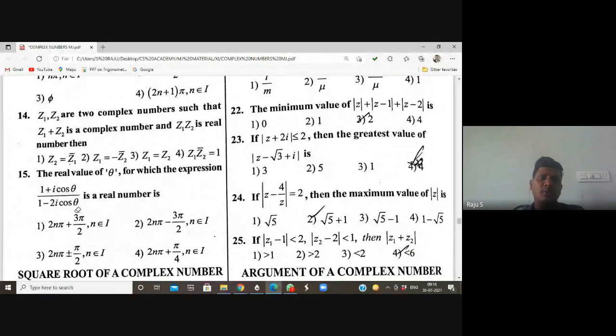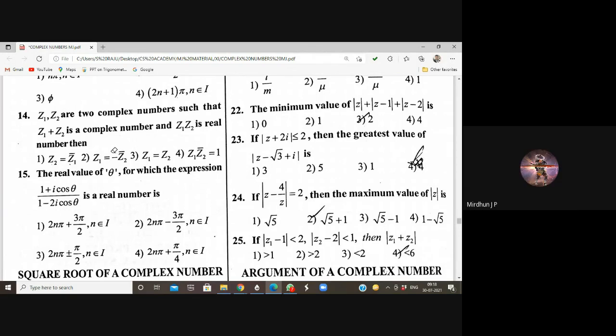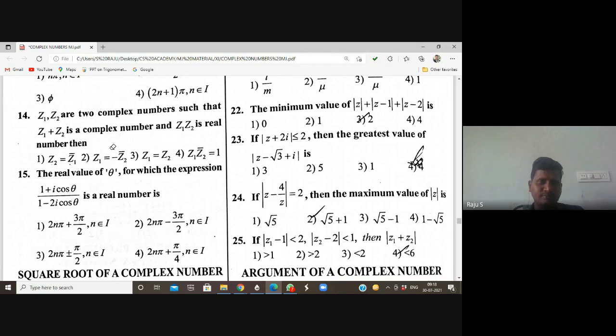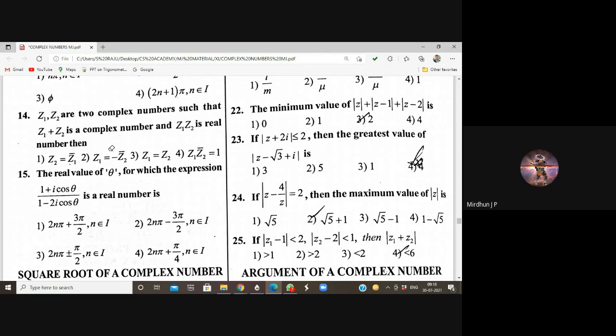Z1, Z2 are two complex numbers such that Z1 plus Z2 is a complex number and Z1 Z2 is real. Then you can do option verification, or else you can take Z1 as x plus iy and Z2 as another complex number, and do option verification with that.